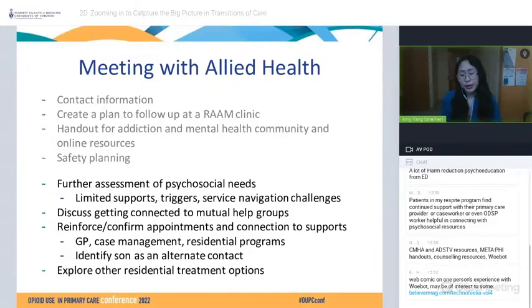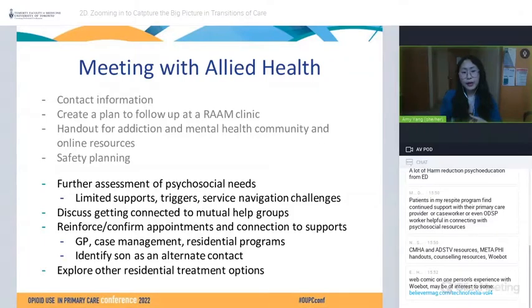Boredom and lack of routine were identified as a major trigger, and Casey also reported that he had difficulty navigating the services. So with respect to his goals of increased community engagement, as well as mitigating some of that boredom by engaging in meaningful activities, we discussed getting connected to mutual help groups, as well as confirming appointments and connection to supports. We targeted calling the case management as well as residential programs.